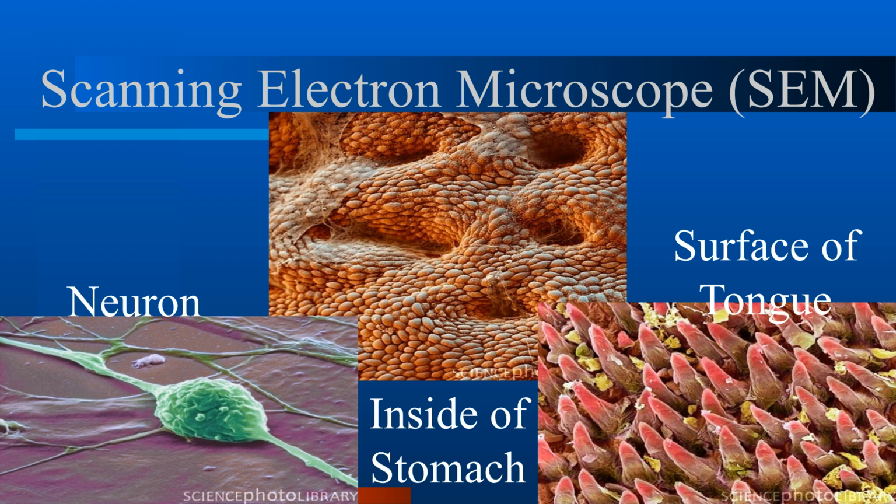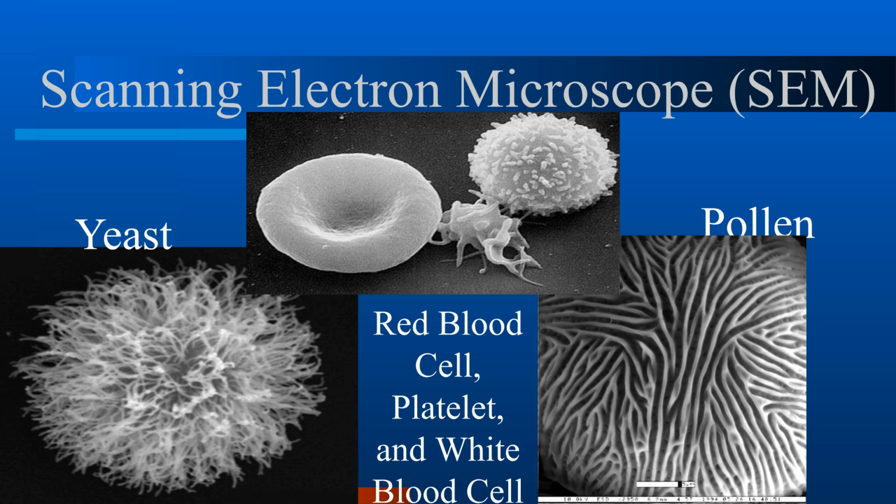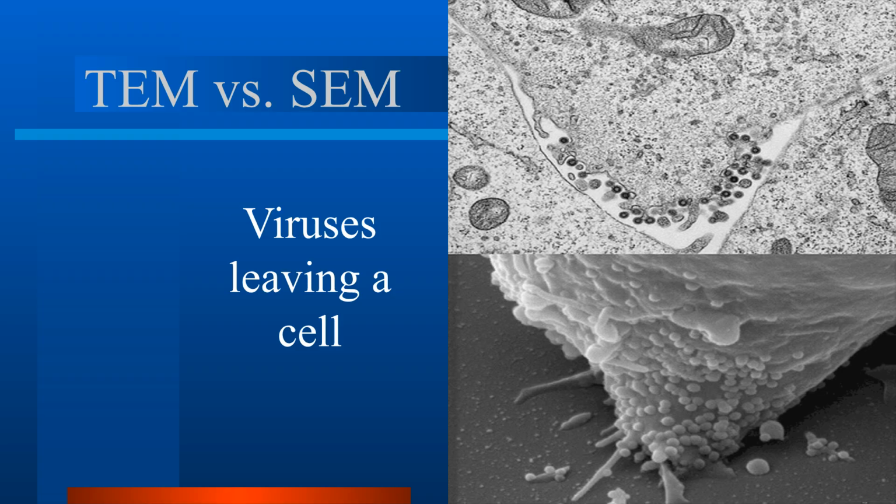More SEM images showcase different biological structures, including a neuron, the surface of the tongue, and the inside of a stomach. Other SEM examples include pollen, yeast, and various blood cells: a red blood cell, platelet, and white blood cell. This slide compares TEM and SEM by showing a virus leaving a cell. The TEM image shows the internal process, while the SEM image shows the surface.